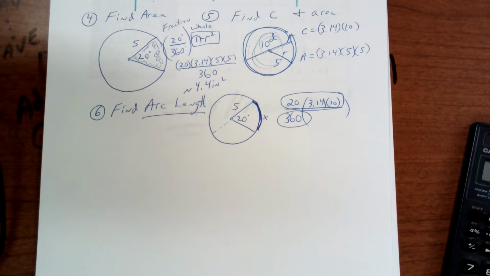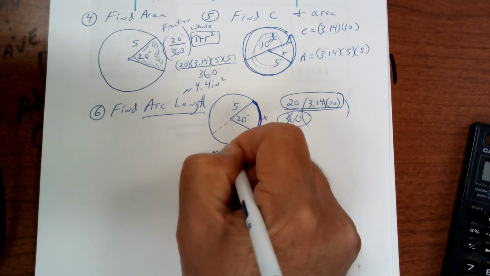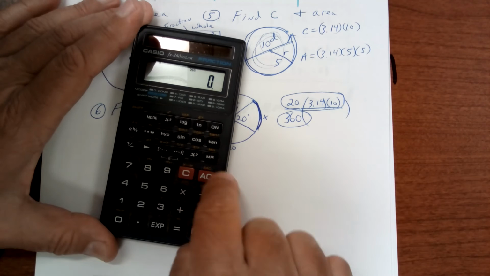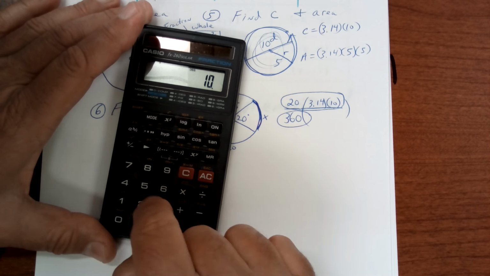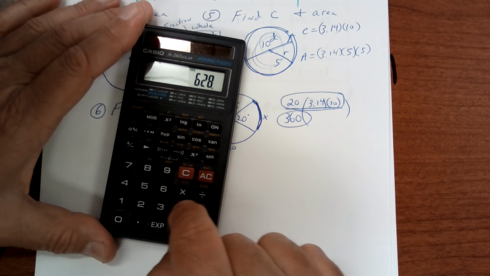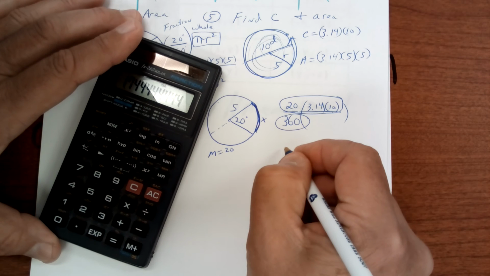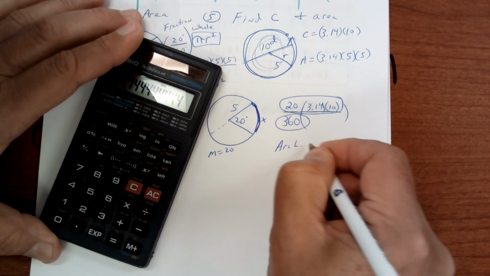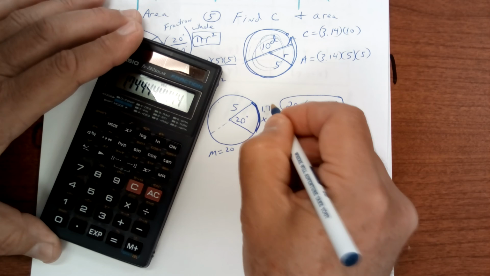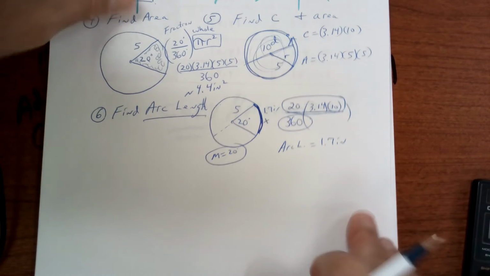Remember, it's kind of weird, but the measure is 20 degrees, but the arc length is all of this. Let's just go ahead and work it. So 10 times 3.14 times 20, press equals, divide by 360. So the actual length is 1.7 inches. So from here to here is 1.7 inches. But the measure is 20 degrees. It's kind of weird, but that's the way it is. All right, remember that. Go back and study.